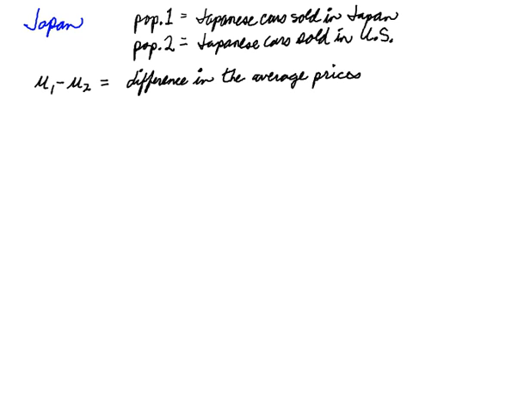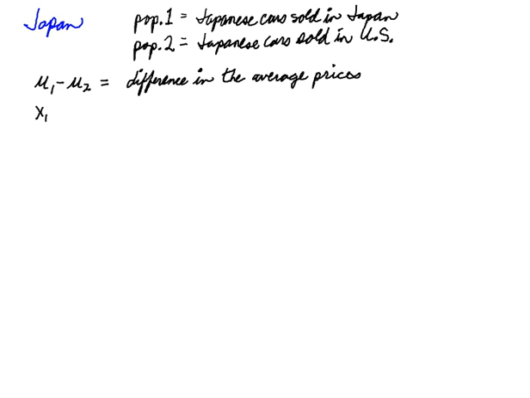I'm going to go ahead and let population 1 be the Japanese cars sold in Japan, and population 2 be the Japanese cars sold in the U.S. What I want to do is to try to estimate the difference in the average prices. Now we are told that 50 cars were sampled in Japan and 50 cars were sampled in the U.S., and the average and standard deviation of those samples was obtained.